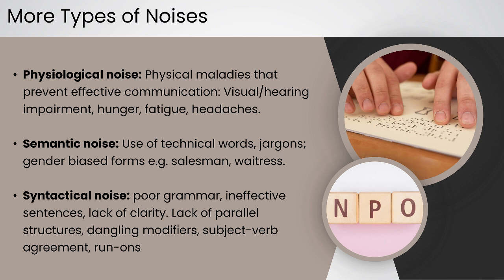Syntactical noise: use of poor grammar, ineffective sentences, lack of clarity, lack of using parallel structures in communication, use of dangling modifiers. These are problems in language use. Subject-verb agreement. An example for subject-verb agreement: my sister is going to school, where the subject is not agreeing with the verb, versus my sisters are going to school. That agrees. And also issues to do with run-ons.